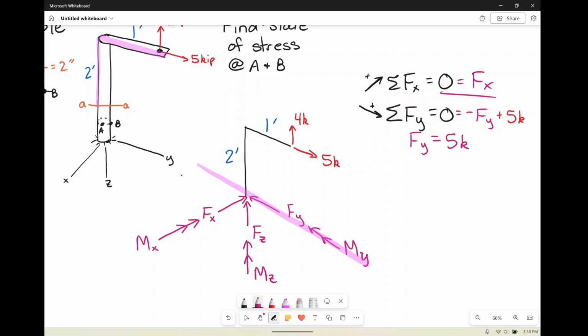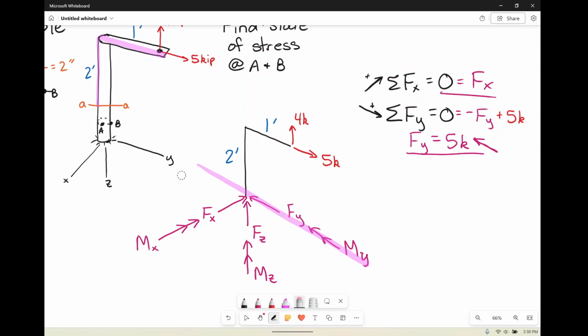The fact that my answer is positive does mean that the direction of the arrow that I drew originally over here was correct. So what I'm going to get from my answer is that it's 5 kips in the direction that I drew it, which is that way.